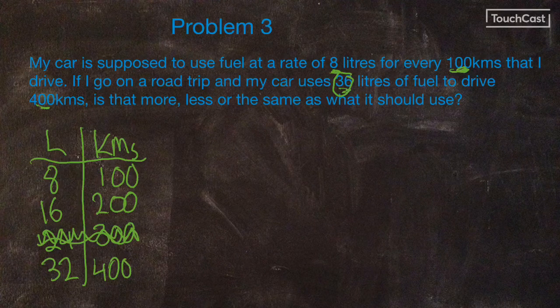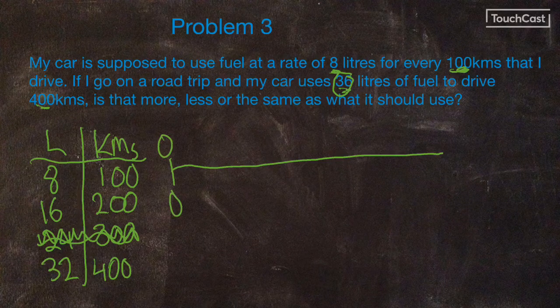Another way you could have done it would be to use what we call a dual number line, where we have one thing that we're modelling on the top of the number line and the other part of the problem that we're modelling at the bottom of the number line. For example, the 2 zeros mean the number line starts at 0. You might have had the litres at the top and the kilometres at the bottom.